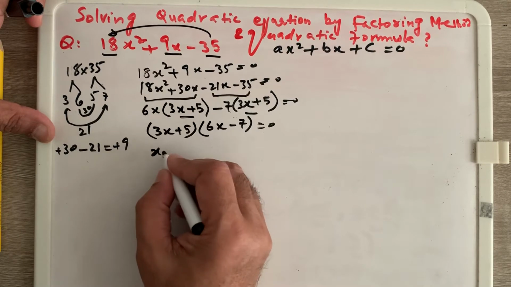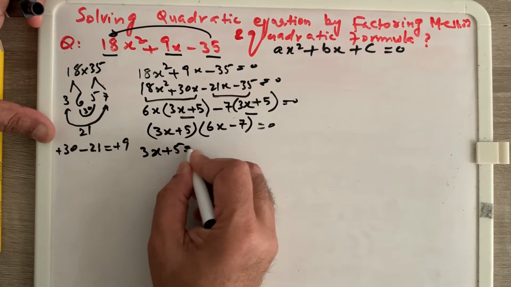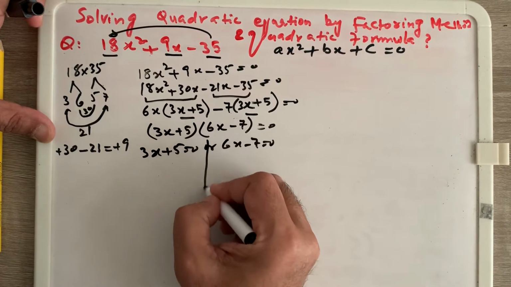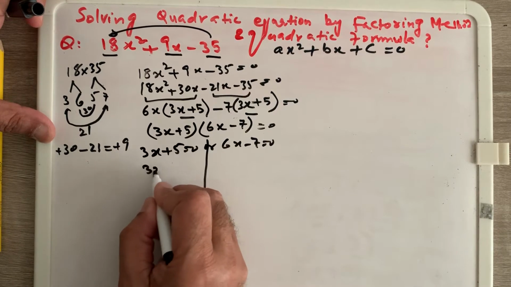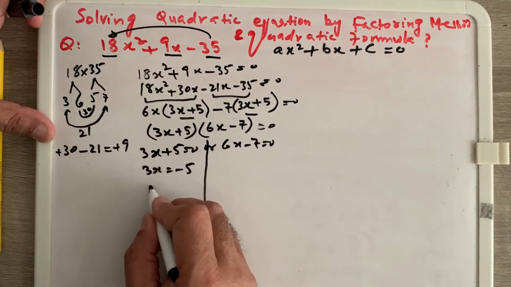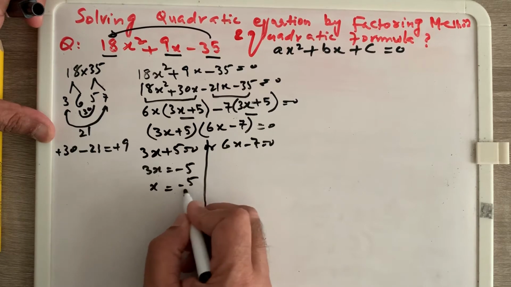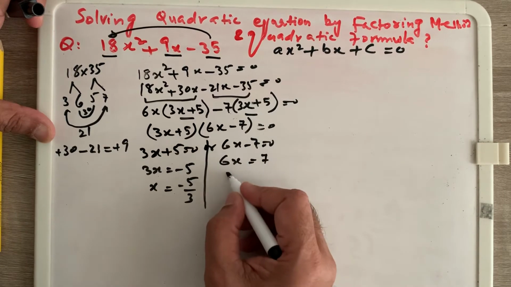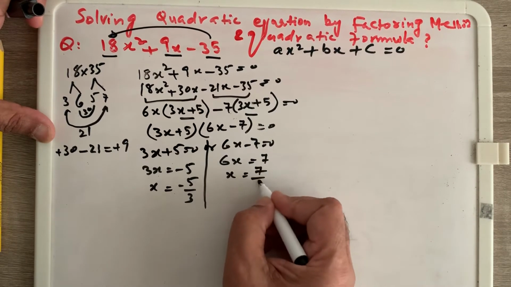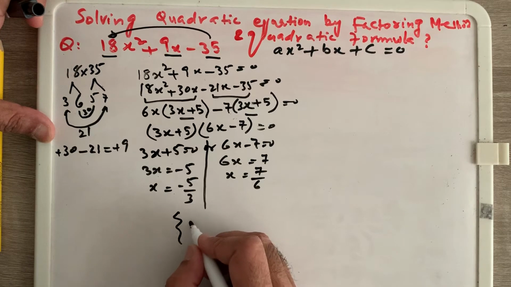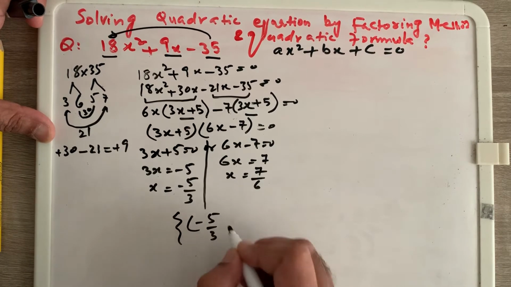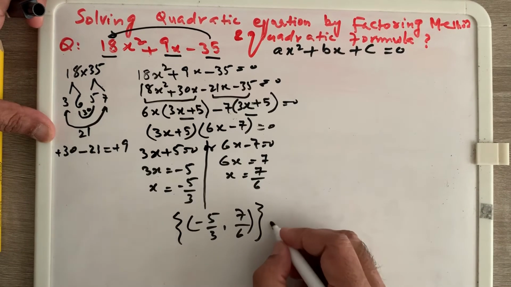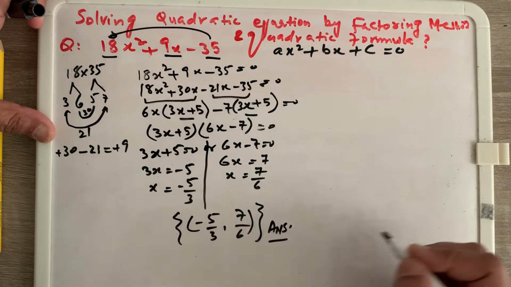So either 3x plus 5 equals 0 or 6x minus 7 equals 0. So we can solve two things. We can say that 3x equals minus 5 and x equals minus 5 over 3. Here I can say that 6x equals 7 and x equals 7 divided by 6. So my solution set, minus 5 over 3 and 7 over 6, is the solution set for this quadratic equation. So I have my solution set.